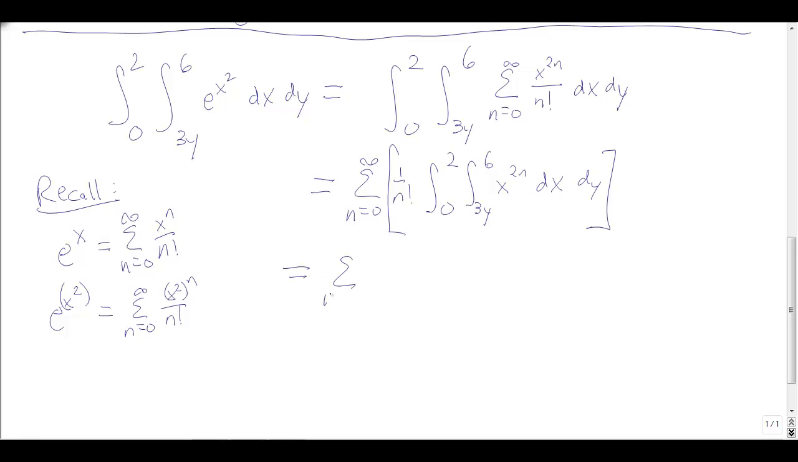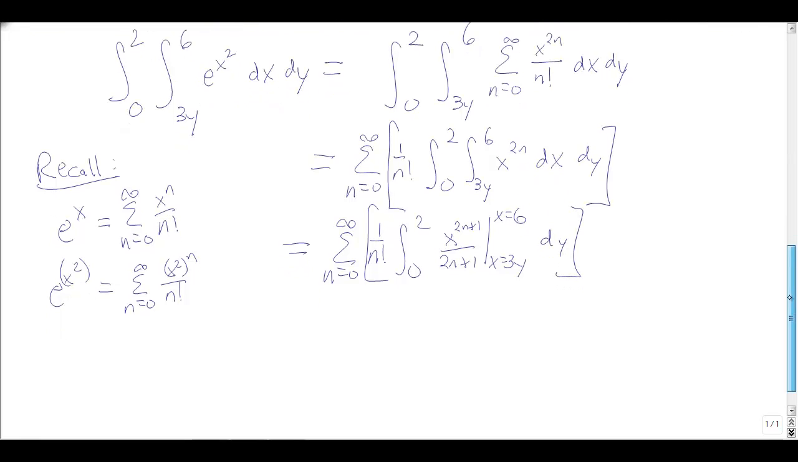And we're going to go through and we get the sum from n equals 0 to infinity of 1 over n factorial. Then we get an integral from 0 to 2. When I integrate x to the 2n, I get x to the 2n plus 1 over 2n plus 1. I evaluate that at the bottom at x equals 3y, and I start at x equals 6. Then I'll have to integrate with respect to y a bit later on.